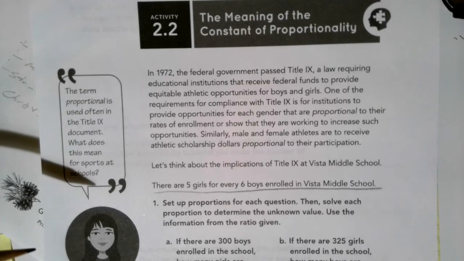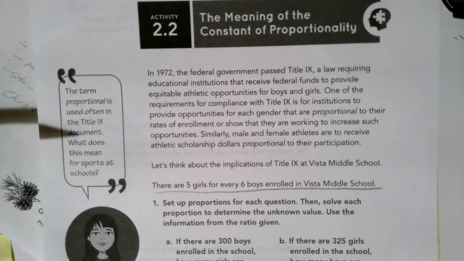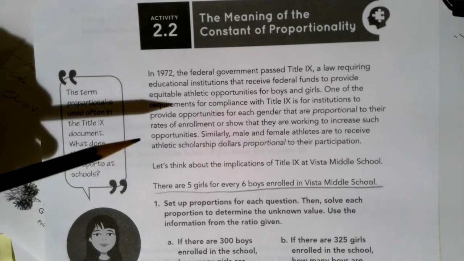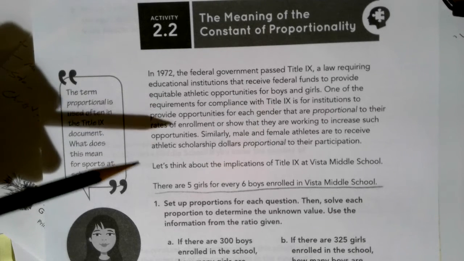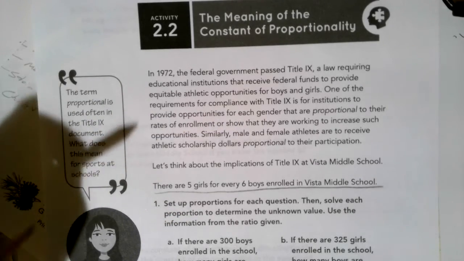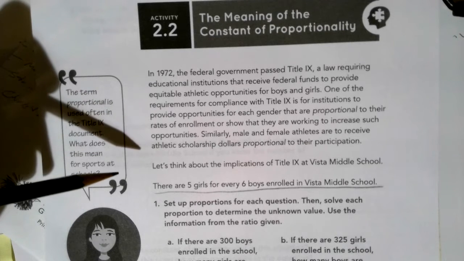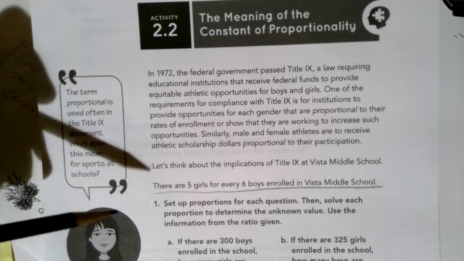So one of the requirements for compliance with Title IX is for institutions to provide opportunities for each gender that are proportional to their enrollment, which means they should be proportional to how many girls or boys are in the school. Okay. And then similarly, male and female athletes are to receive athletic scholarship dollars proportional to their participation. So that means for every dollar that a university gives a male scholarship athlete, they have to allocate at least $1 for a female scholarship athlete and vice versa.